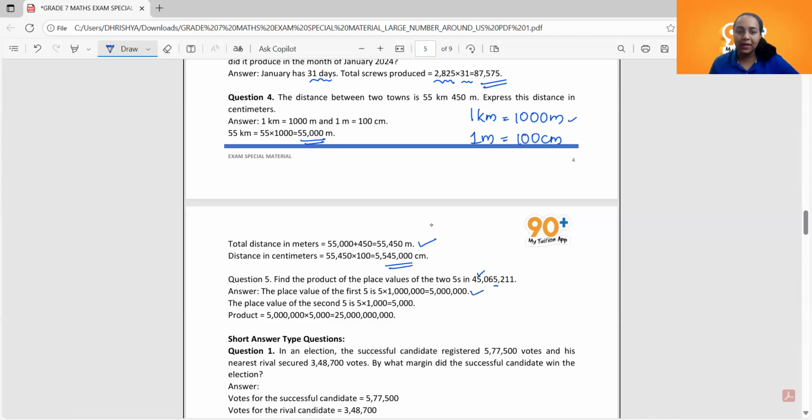The place value of the second 5 is thousands. So 5 into 1000, that is 5,000. We have to multiply 5 million into 5,000. So we will get this number. Clear? You just multiply.